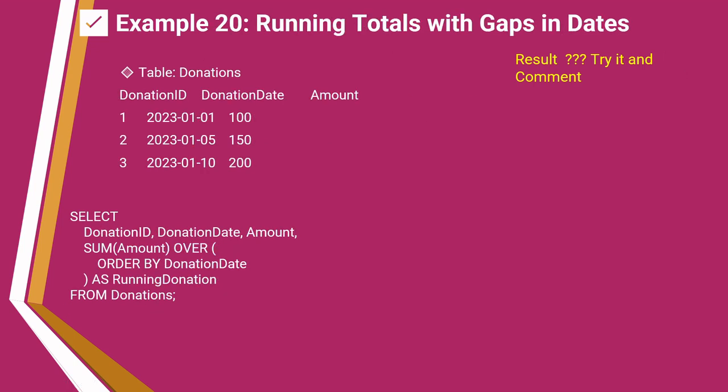Even with the date gaps, running totals work as long as we order by donation date. This helps in scenarios where data is not collected daily.